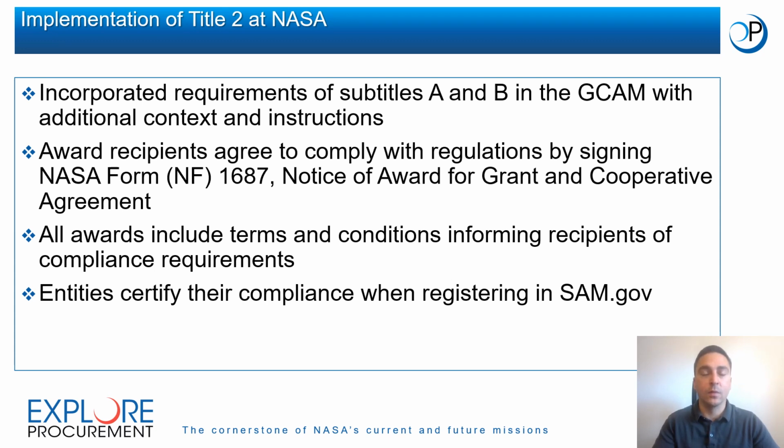Entities that receive a NASA grant or cooperative agreement agree to comply with the regulations in Title II by signing NASA Form 1687, which explicitly states that 2 CFR 1800 and thereby 2 CFR 200 is applicable to the award. Moreover, all awards include terms and conditions in full text or by reference that inform the award recipient of the requirement to comply with the regulations in Title II. Finally, entities certify that they will comply with all applicable federal regulations when they register in sam.gov, which is a requirement for any entity doing business with the federal government.